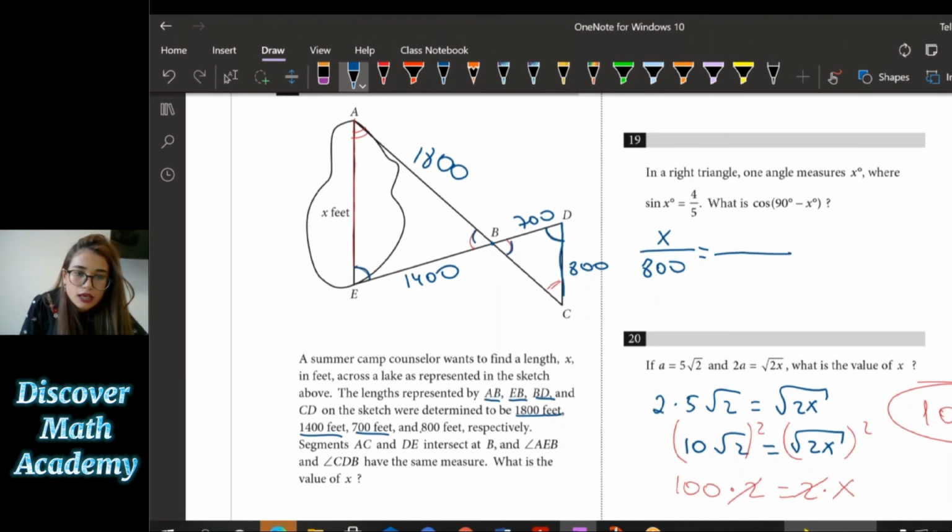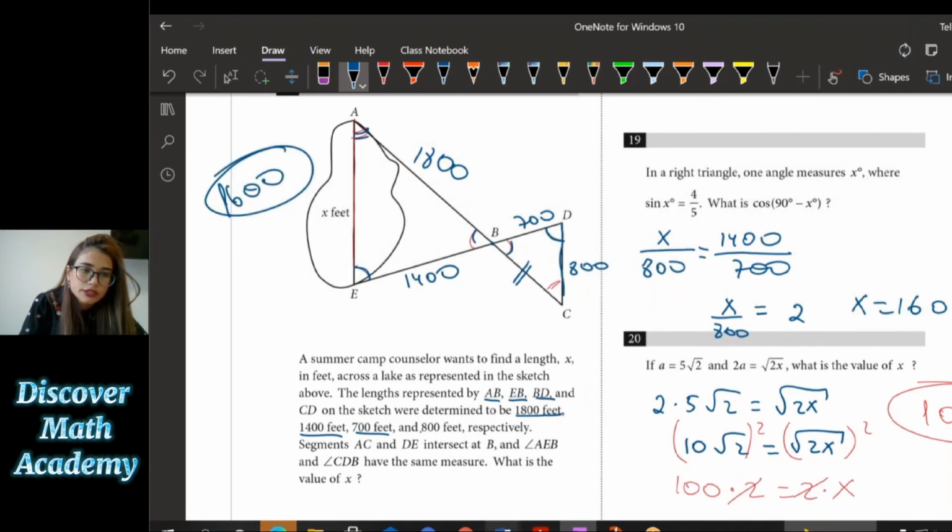Okay. I didn't know this one, that's why let's take 1,400 to what? 700. Yes. This one, I don't know. Yes, 700. So let's write x out of 800. It's gonna be 2. x is 1,600. So the answer will be 1,600.